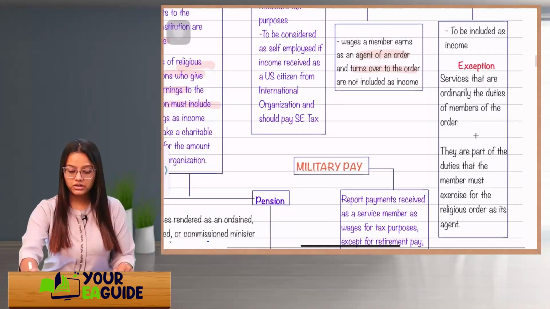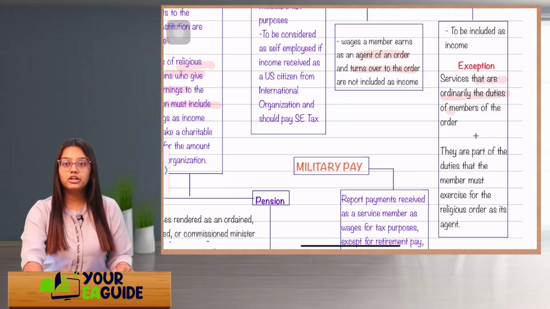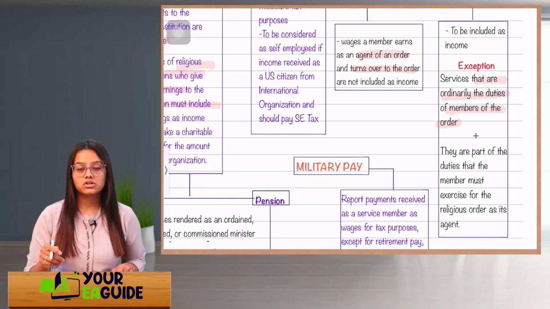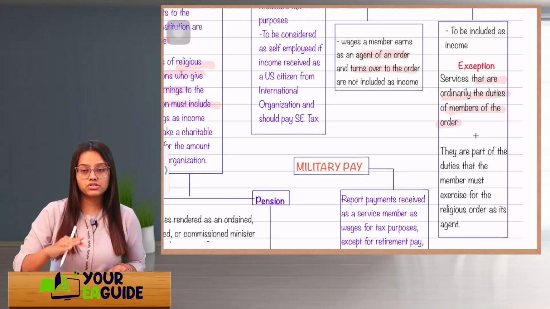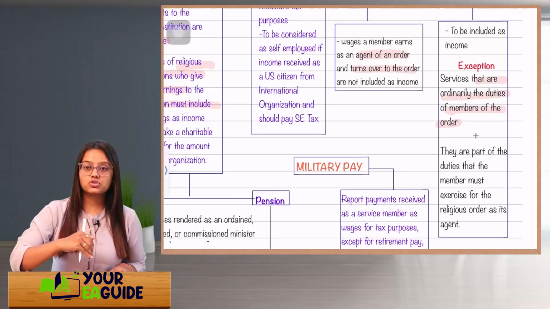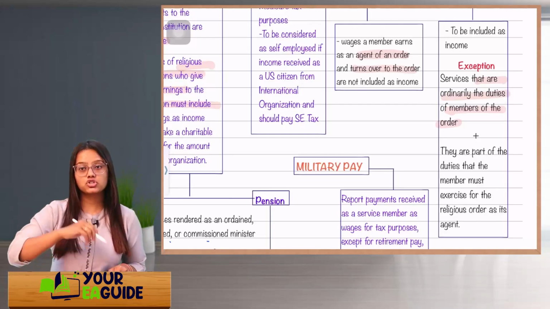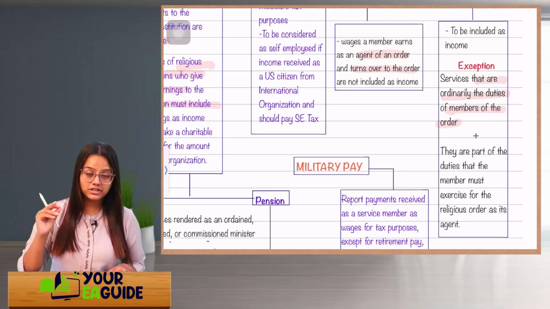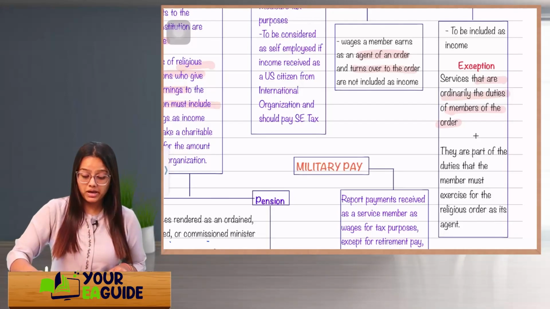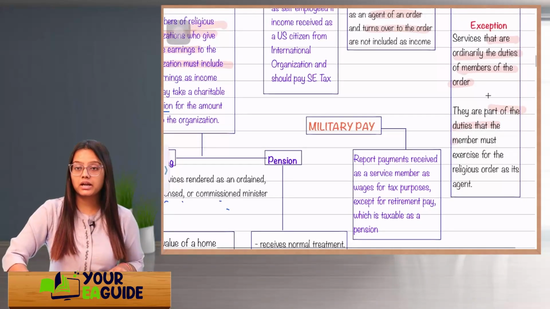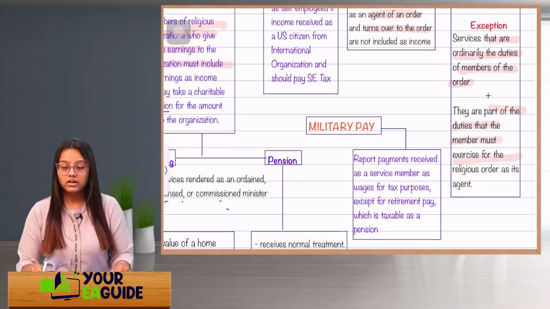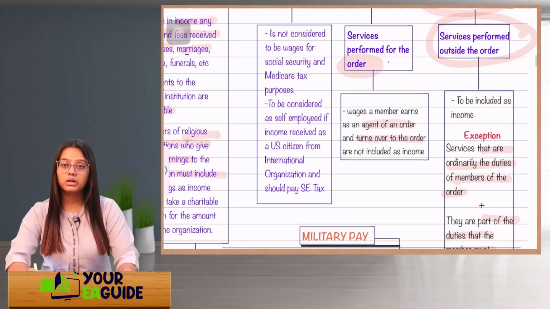What is the one exception? Services that are ordinarily the duties of the member of the order. Let's say the church employee is there. His duty is to perform those things. Let's say there is one person who is hired by the church just to send beverages and milk from one church to another church. That person is performing it as a duty to the church. Plus, there are part of duties that the member must exercise for the religious order as its agent, right? So in that situation, it will be excluded.